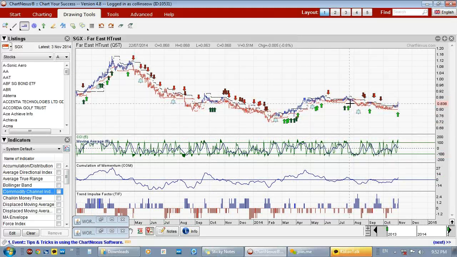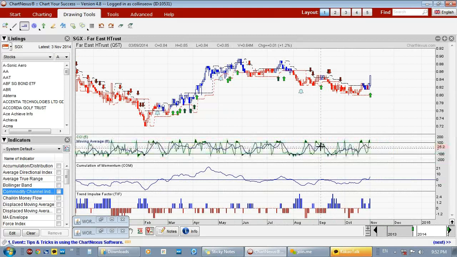Every buy signal needs to be confirmed with the trend rating. For this Far East Trust, previously there was no trend impulse vector arrow here, but recently there is. So I can see that the buy signal is improving compared to the last one here, or even the last few here, which had no arrow, sorry, no trend impulse. So this is Far East Trust.